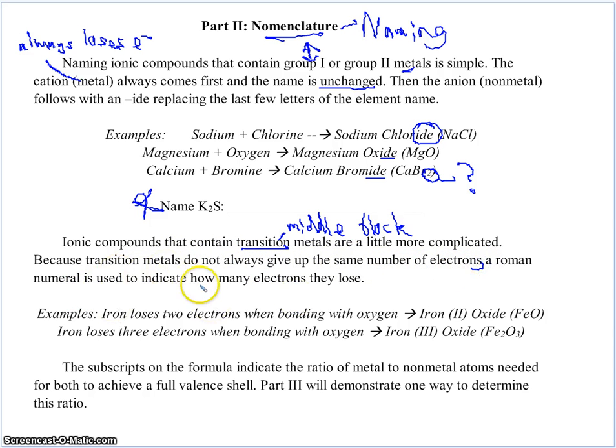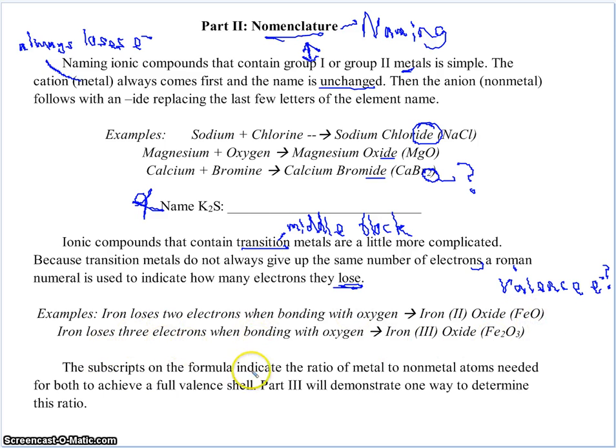A Roman numeral is used to indicate how many electrons they lose. So basically, the Roman numeral is for their valence electrons. But I remember the valence electrons, we don't know how many there are, so I guess that's why we have to use the Roman numeral. Example, iron loses 2 electrons when bonding with oxygen, so then we would put a 2. So iron(II) oxide, and that would be FeO.